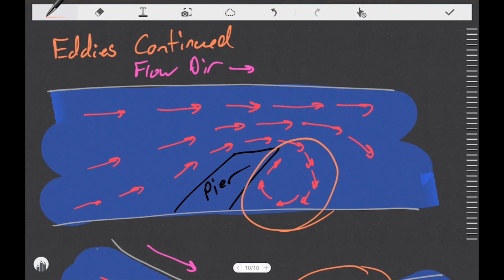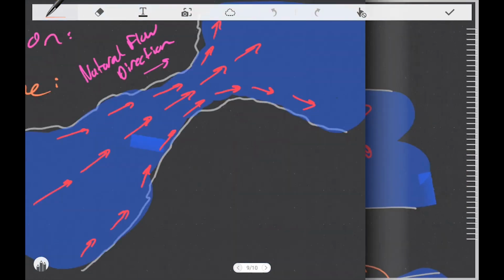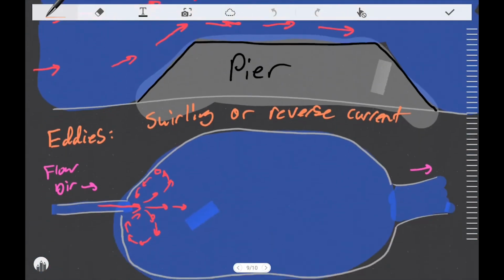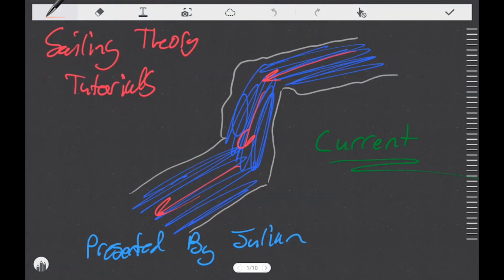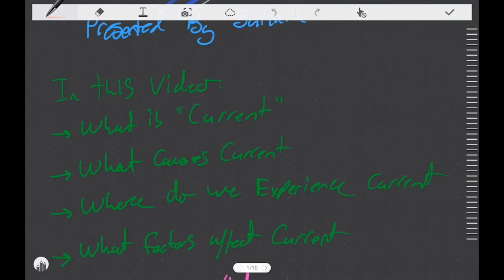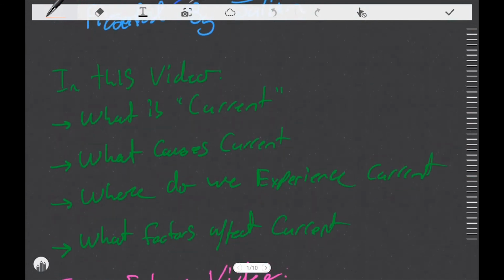These aren't the only directional effects that exist, but they're a good start in getting to understand how water flows and some current effects that we would expect to see in rivers and lakes. This concludes my video on current. In this video, we discussed what current is, how we define it, what causes a current, where we expect to see current, and what factors affect current, both in terms of its speed and its direction.